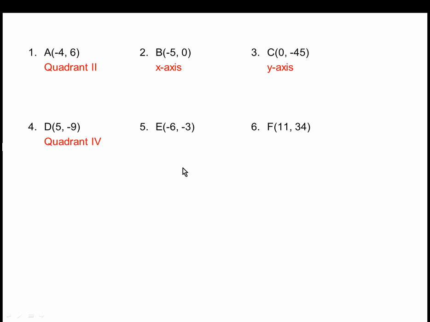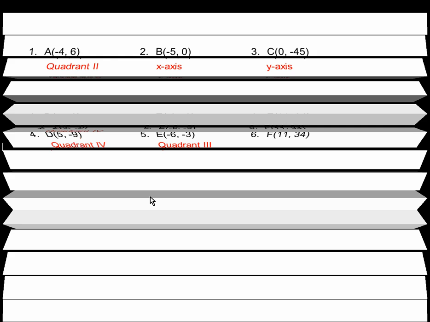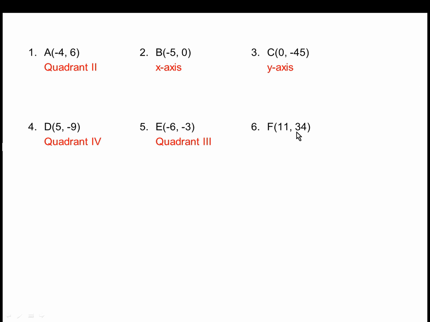Negative 6, negative 3. Left 6, down 3. You're in quadrant 3. And 11, 34, right 11, up 34. You're in quadrant 1. Again, remember the quadrants, start at the top right, then go counterclockwise: 1, 2, 3, 4. Now, for trig classes, it's important that you know the algebraic sign of each coordinate in each of the quadrants. For us in algebra, we really don't care about it.